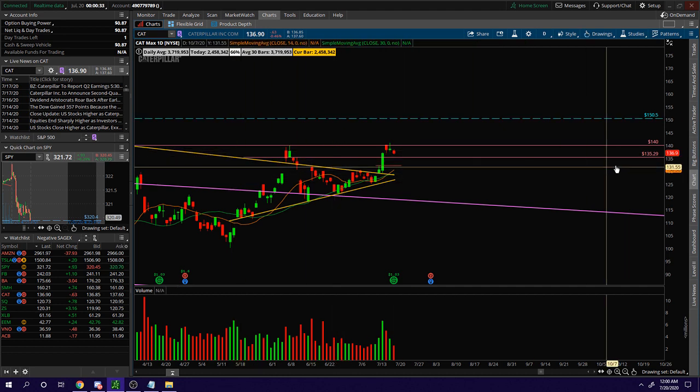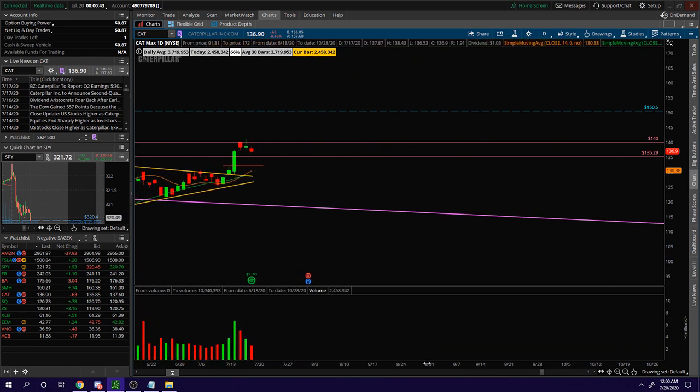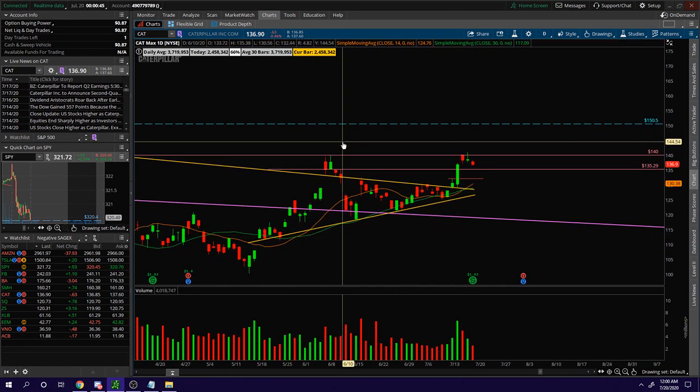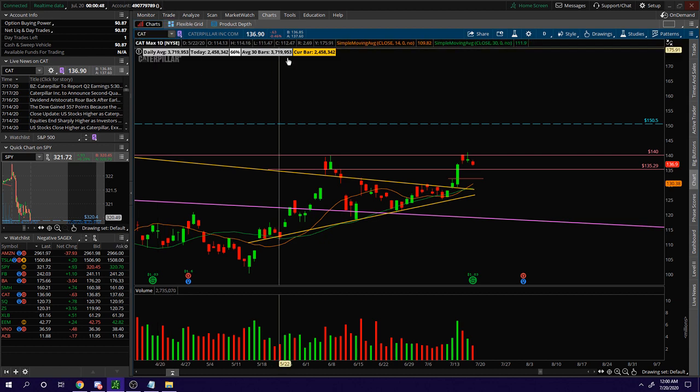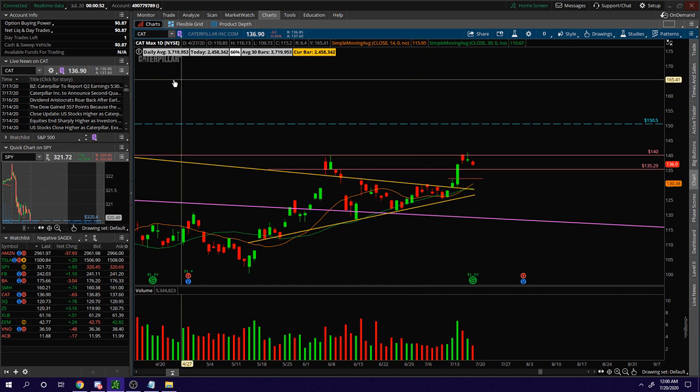So an option contract controls 100 shares of whatever underlying that you're trading. I'm going to try to use Caterpillar as an example for most of the things tonight just because everything has an options chain, and it has a nice breakout on the chart, so I can use it as an example.